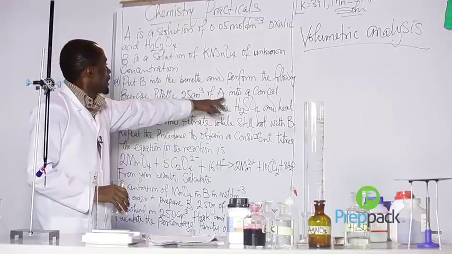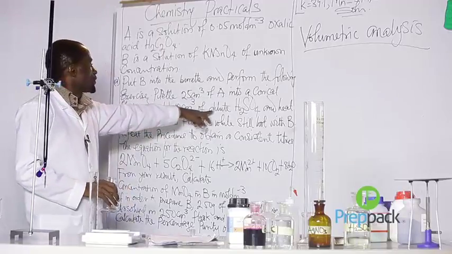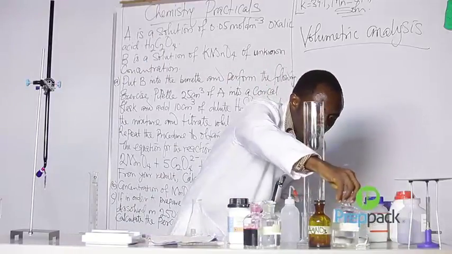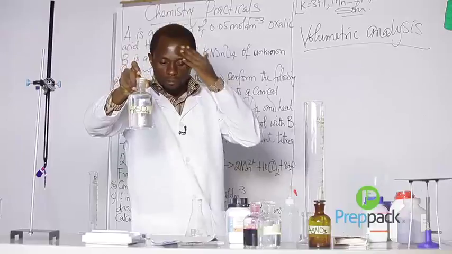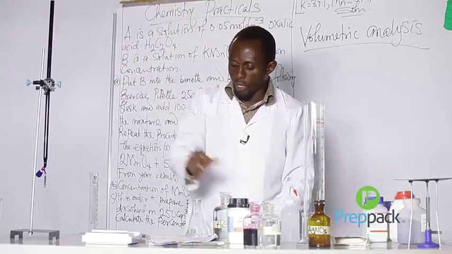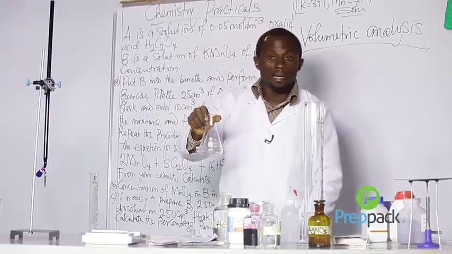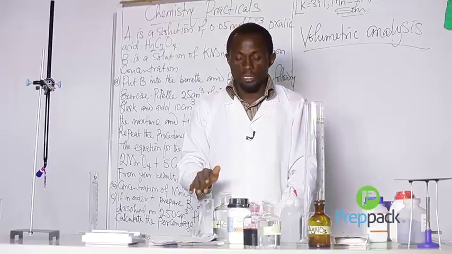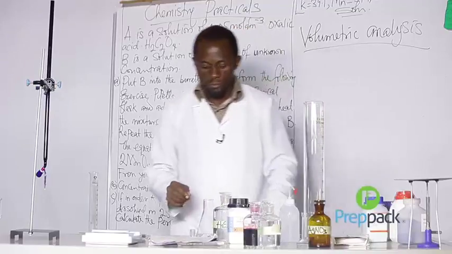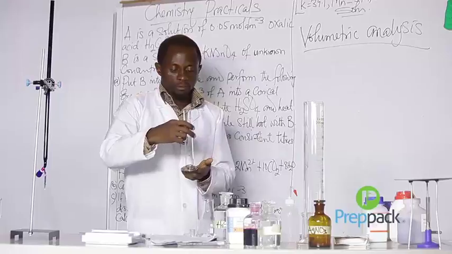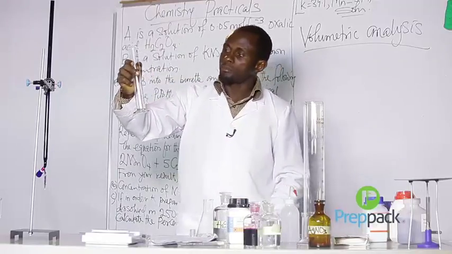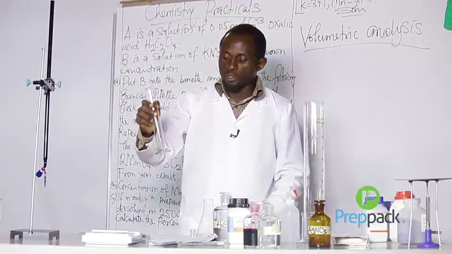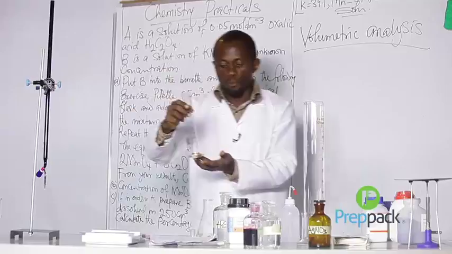Then pipette 25 cm cube of A into a conical flask and add 10 cm cube of dilute H2SO4. This is my dilute H2SO4. It is an acid, so I need to acidify. Why are we adding this? It is to acidify the oxalic acid. Though it is an acid, the instruction says add dilute H2SO4, 10 cm cube. This is a measuring cylinder calibrated up to 100 ml. All I need to do is to take 10 cm cube of the acid.